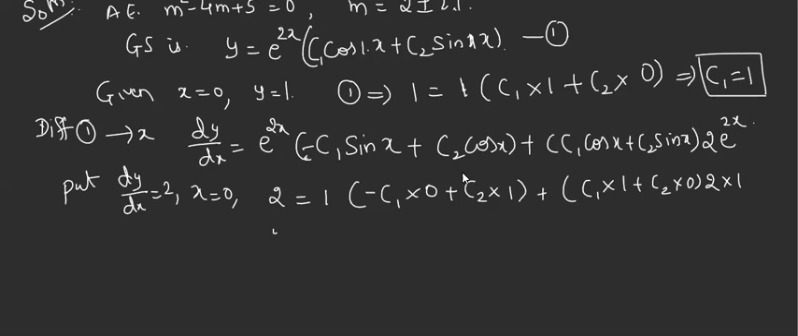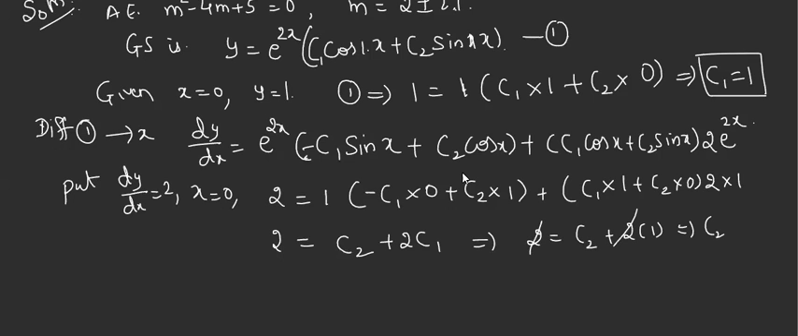You get 2 equal to, what is the value of this bracket, remaining is c2. What is here? 2c1, no? Now substitute the value of c1. 2 equal to 1 into c2 plus 2 into 1, because c1 is 1. This will go, so c2 is 0. So if there are 2 constants, you require 2 conditions to solve it completely.